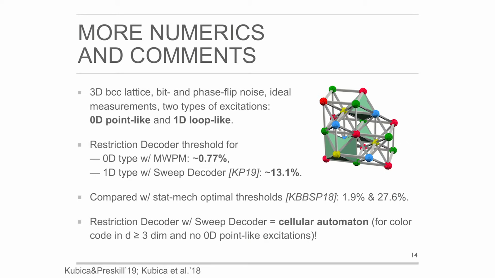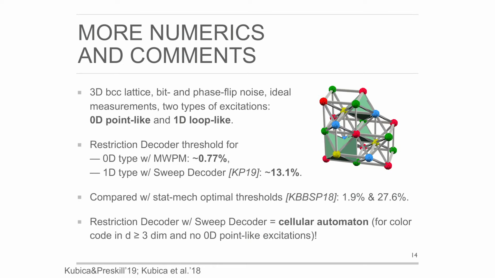So now I would like to show you more numerics and make some comments. In higher dimensions, we consider the three-dimensional color code. We pick the BCC lattice, which can be viewed as two interleaved cubic lattices, and this lattice is filled with tetrahedra. We consider the phase and bit flip noise and ideal measurements. And in 3 dimensions, there would be 2 types of excitations. There would be 0-dimensional point-like excitations, and unlike in 2 dimensions, we will also have another type of excitations which form one-dimensional loop-like objects. So the numbers we got for the restriction decoder for this setting are the following. For 0-dimensional excitations with the minimum weight perfect matching decoder, we got a threshold of around 0.8%. For the 1D type excitations with the sweep decoder, we got the threshold of around 13%.